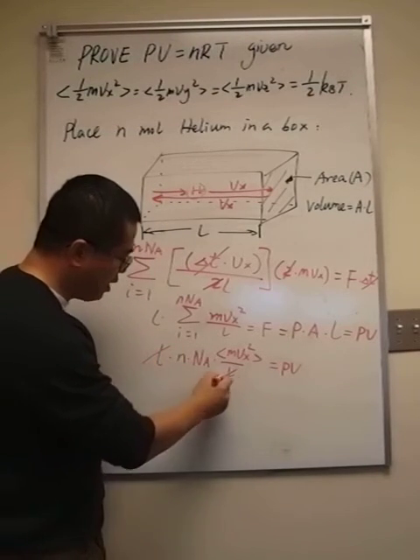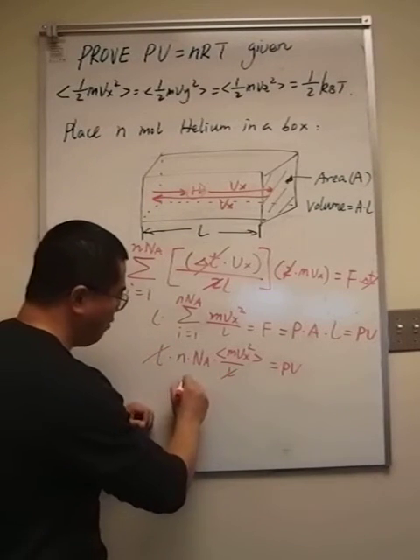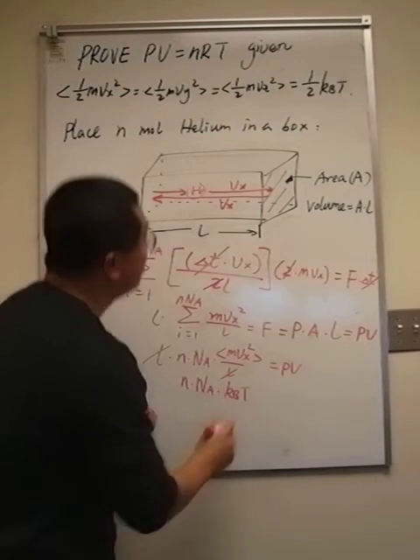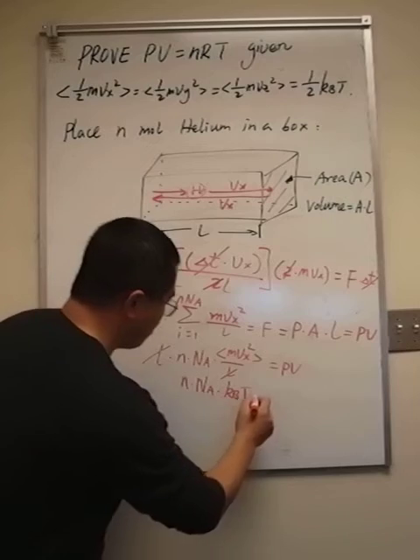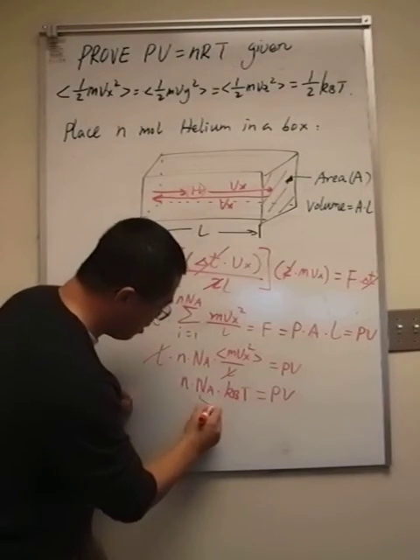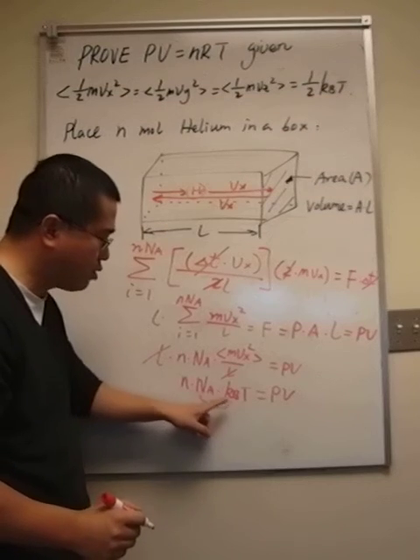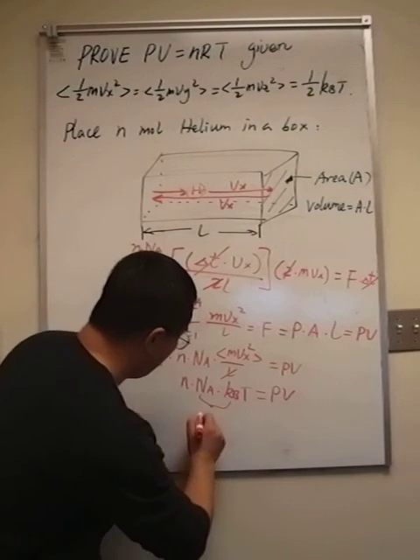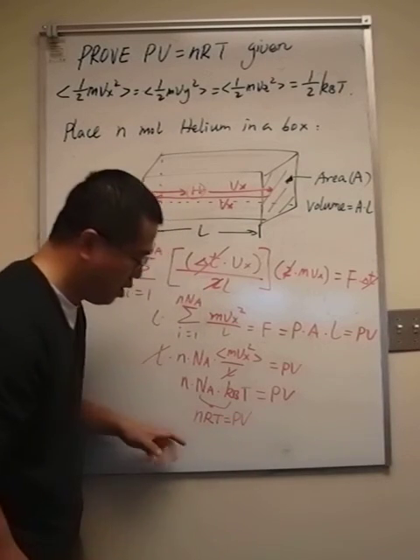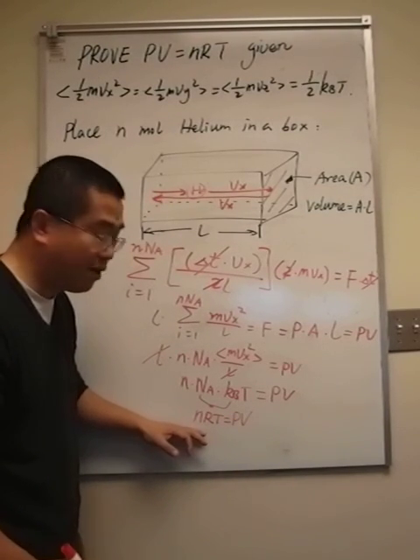Obviously L and L cancel. And then we have n times Avogadro constant times kBT. That's from this equation equals PV. And then we combine these two, the Avogadro constant and kB. And we have PV equals nRT.